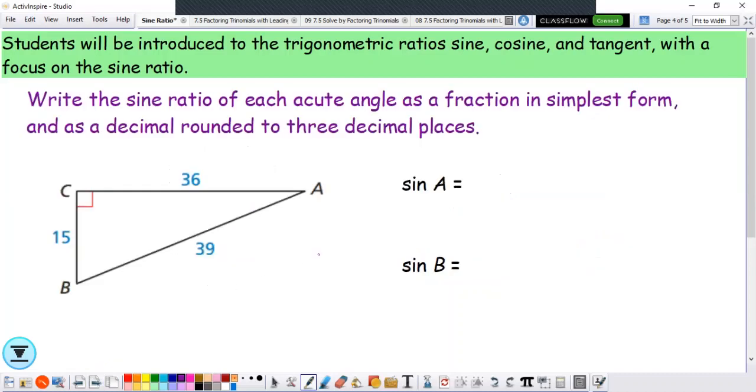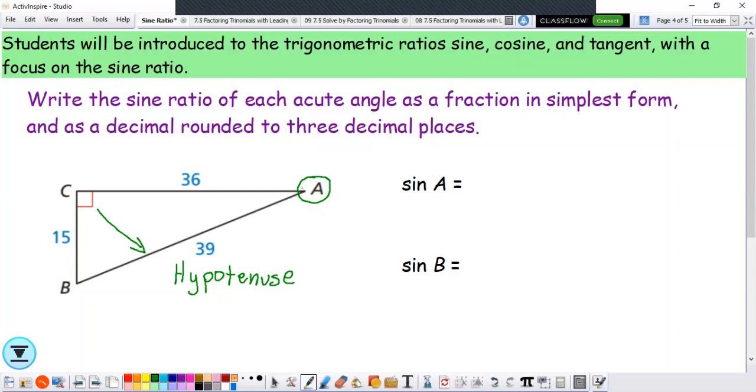So here we have, write the sine ratio of each acute angle as a fraction in simplest form and as a decimal rounded to 3 decimal places. Let's start with sine of A. So I'm going to circle A. I'm going to identify which side of this triangle is the hypotenuse, and it doesn't matter which angle I'm working from. The side across from the right angle is always the hypotenuse.